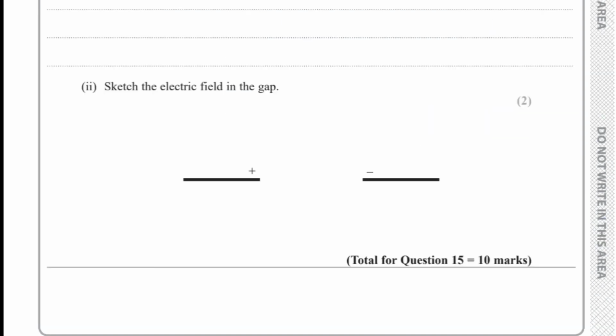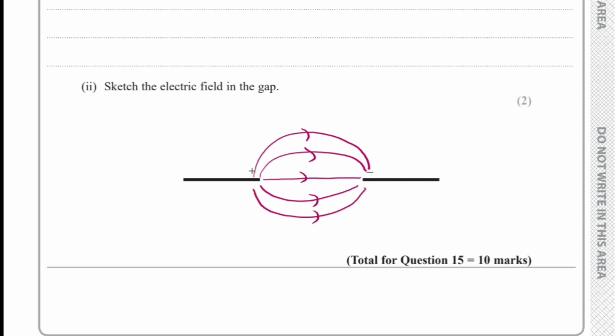Number 2, sketch the electric field in the gap. As we know, electric fields move from positive to negative. We just have to draw that. We have to make sure the arrow is from positive to negative, and draw curved arrows like this, and from this direction as well.